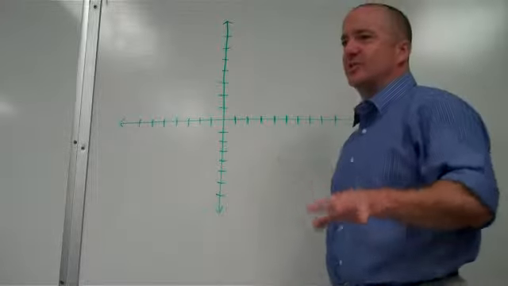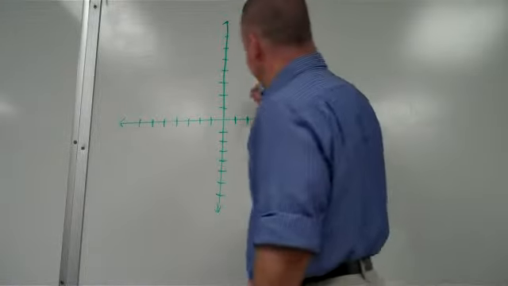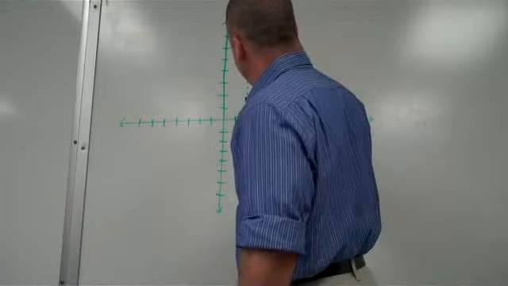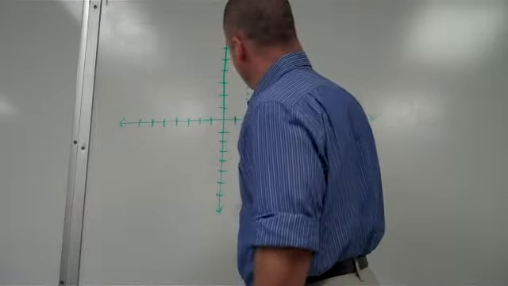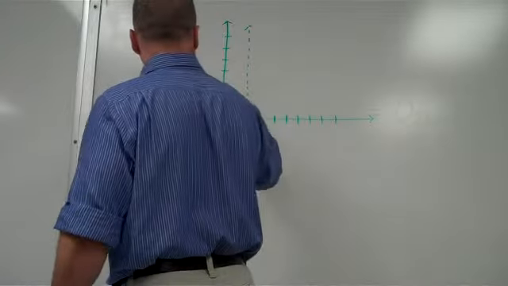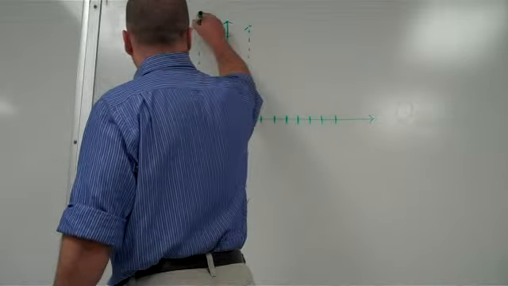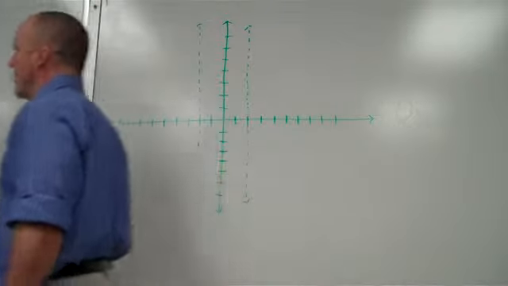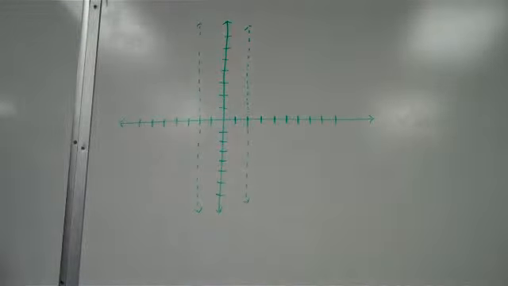You draw a vertical asymptote. So I know that's a new idea for a lot of you guys. I'm drawing a vertical line at 2 and negative 2. And these vertical asymptotes are places where my rational expression has 0 on the bottom.